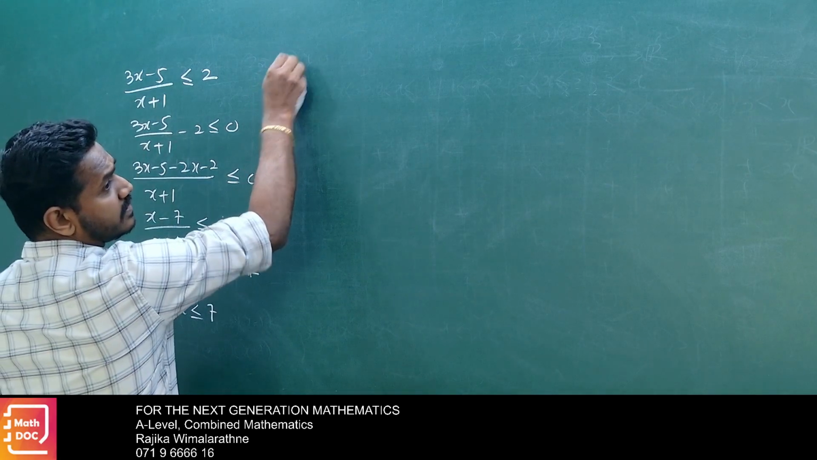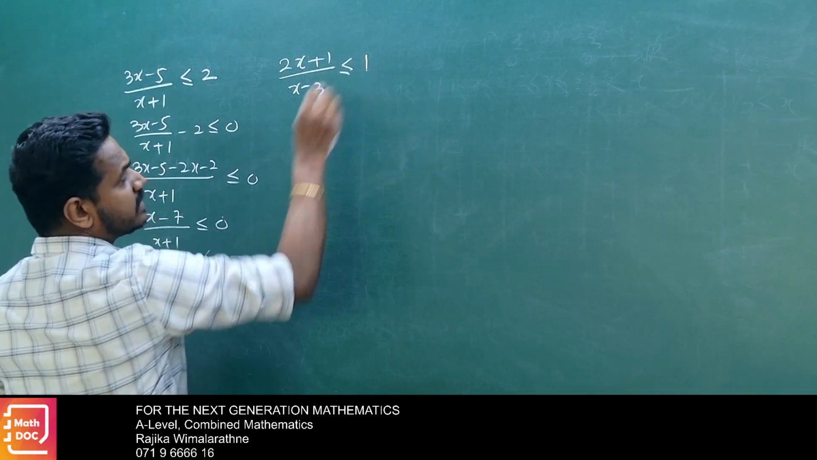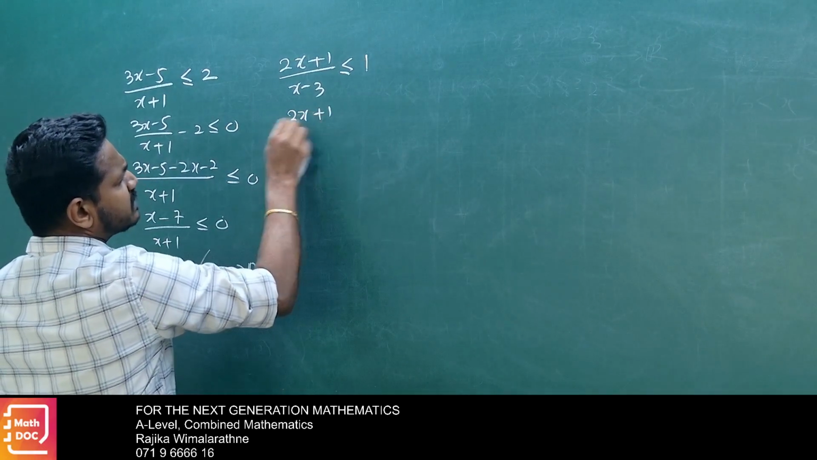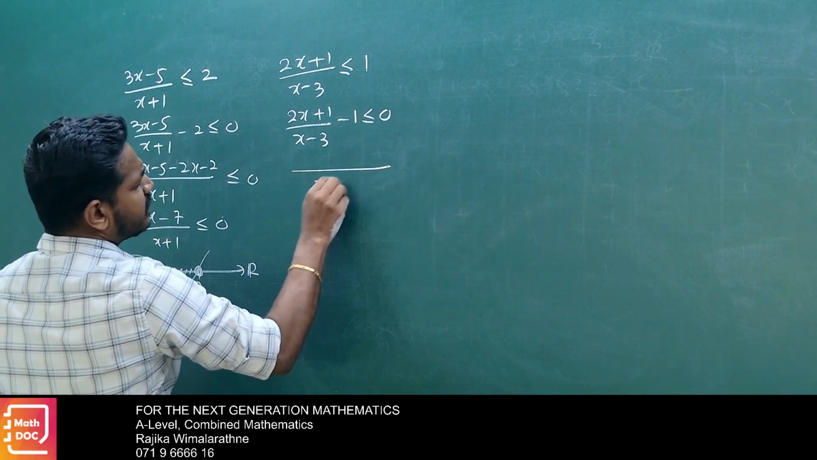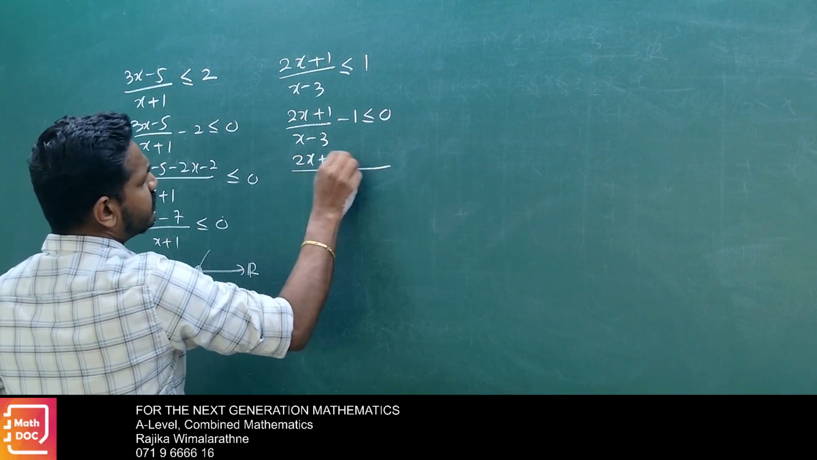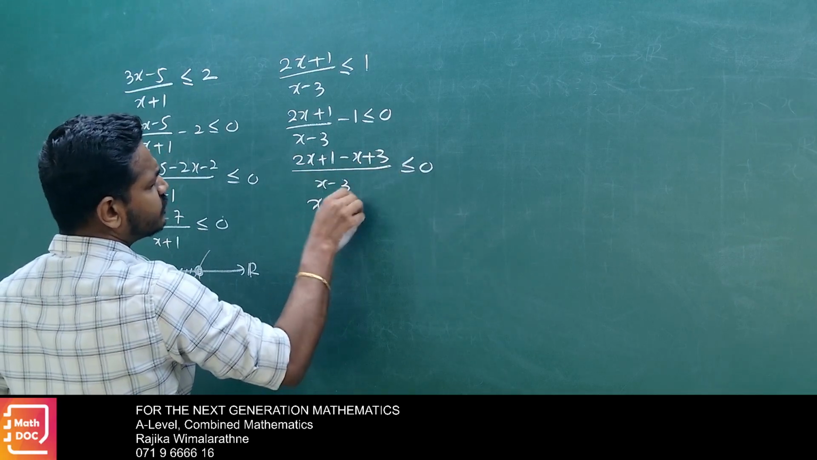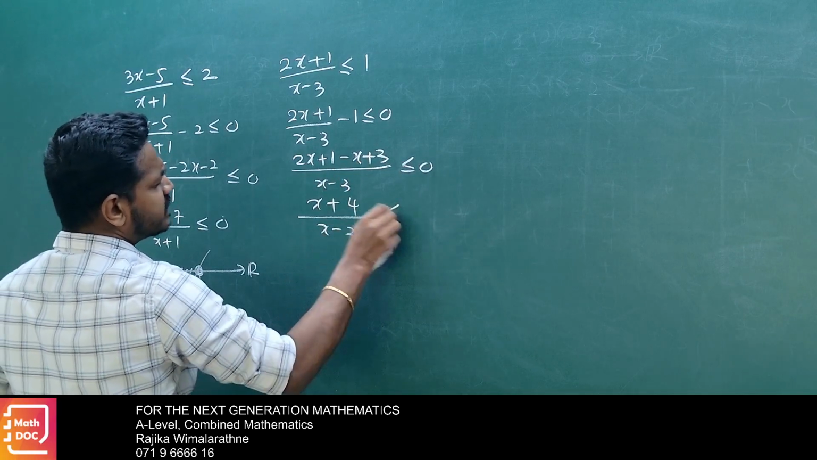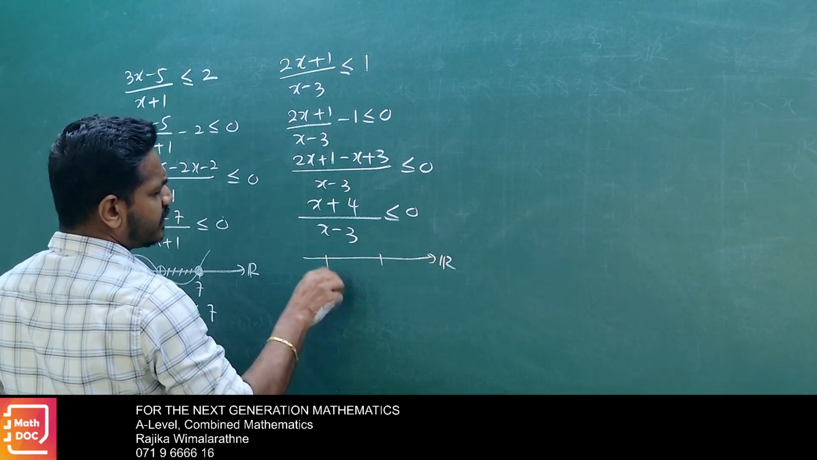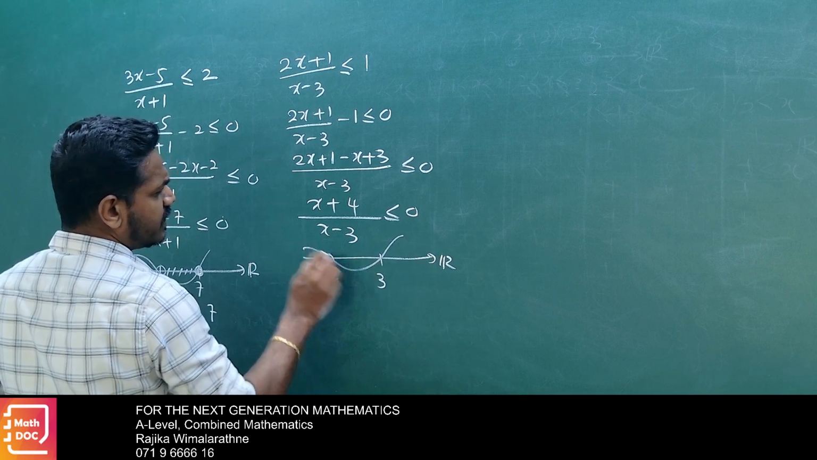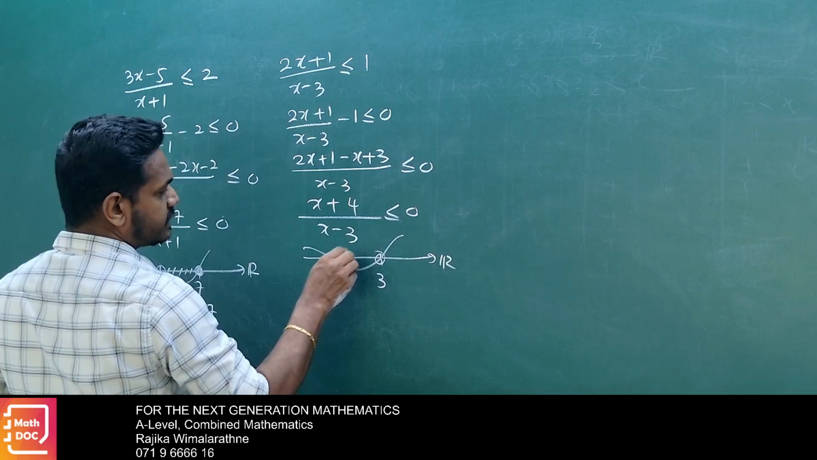Then 2x plus 1 over x minus 3 less than or equal to 1. 2x plus 1 over x minus 3 minus 1 less than or equal to 0. 2x plus 1 minus x plus 3 over x minus 3, that is x plus 4 over x minus 3 less than or equal to 0. Here minus 4 and 3, equal to for minus 4 only. The negative region is here.